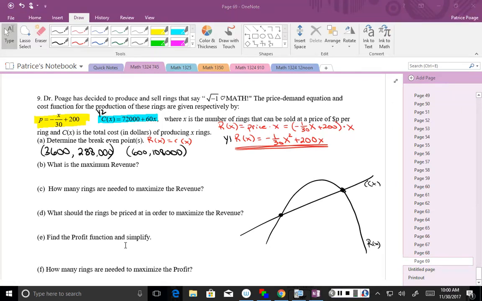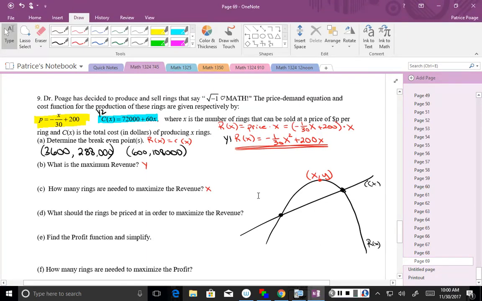Then it says, what is the maximum revenue? In part C, how many rings are needed to maximize the revenue? So I'm going to find this maximum right here, x, y. The y value is the maximum revenue. Oops, that's right there. The x value is always how many units are needed to maximize the revenue. So in this case, how many rings are needed to maximize the revenue.